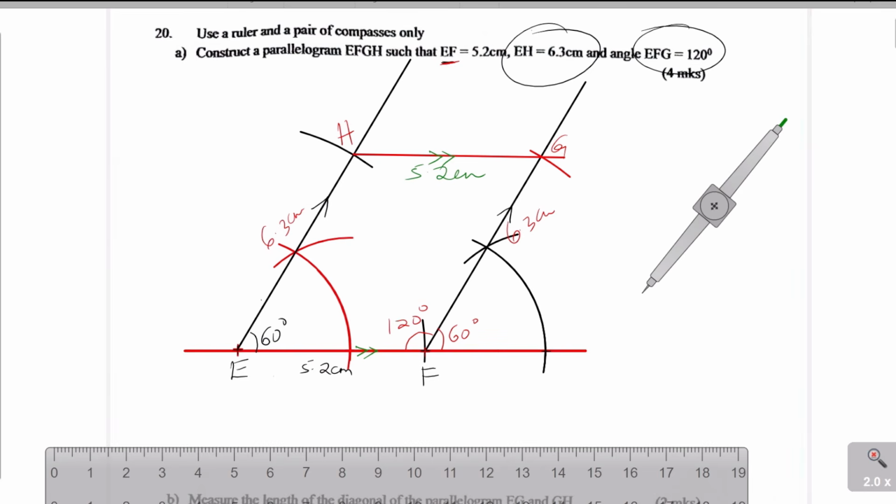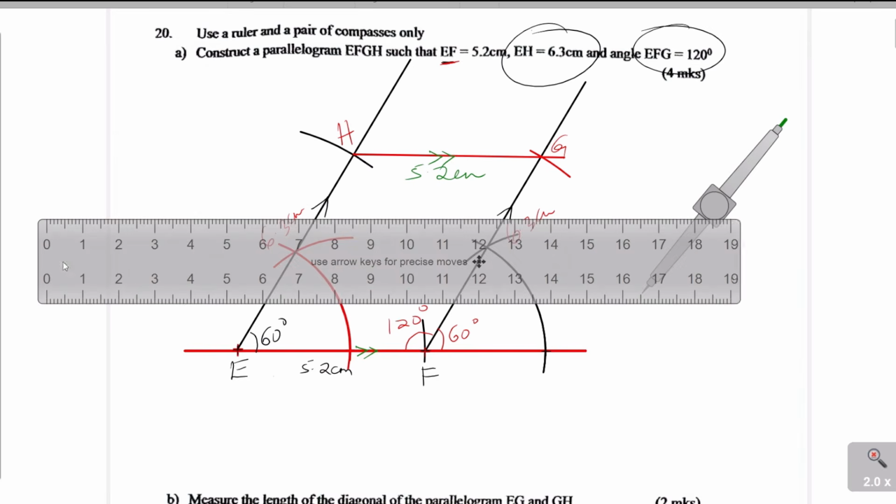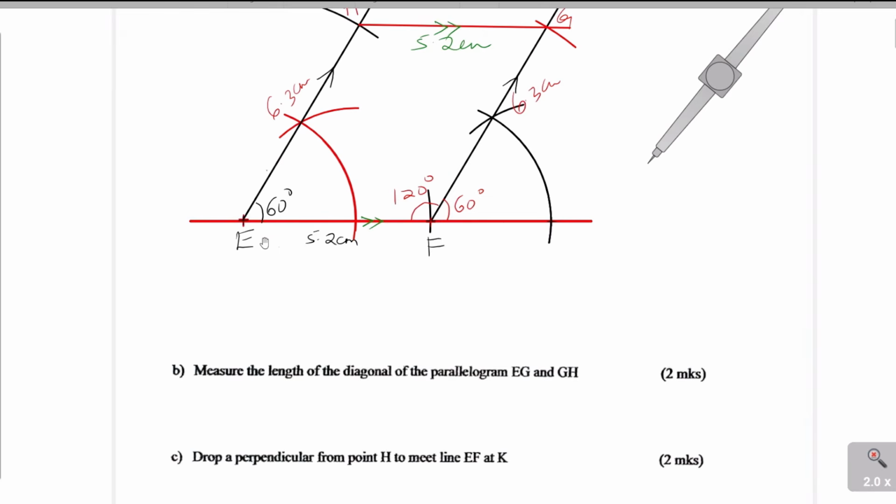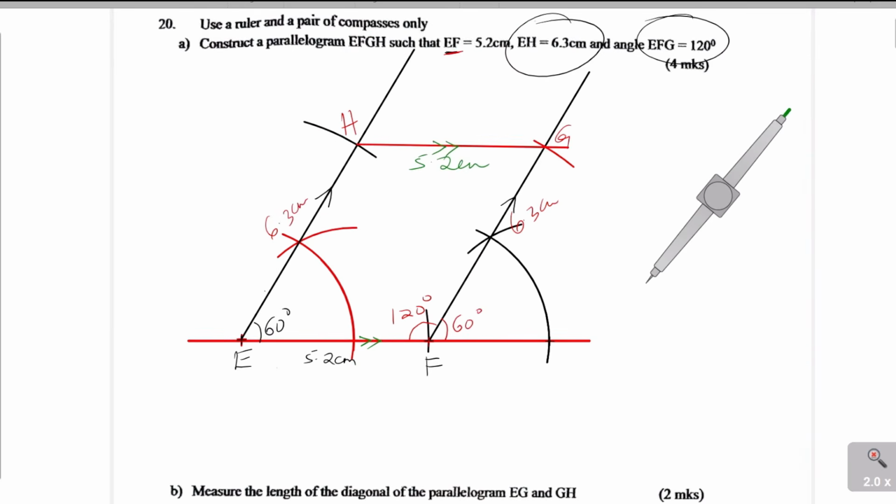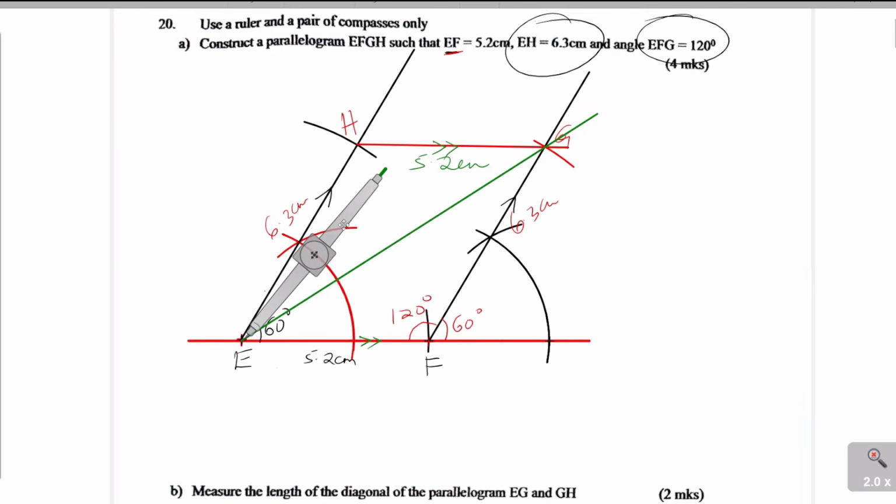From there we go to the other question. Measure the length of the diagonal of the parallelogram, EG and GH. So let me join EG. EG is there, and we measure that. That measurement is 10 centimeters.